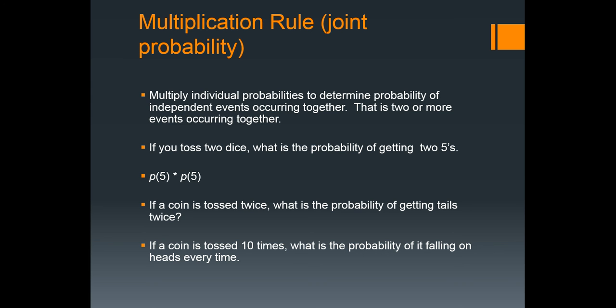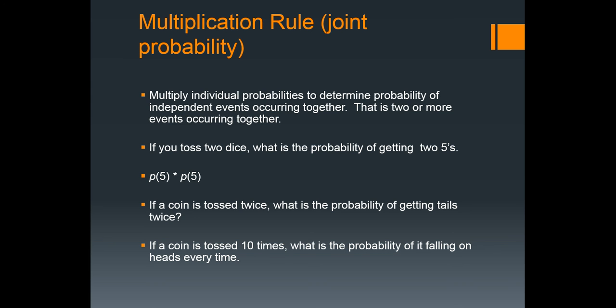If a coin is tossed twice, what is the probability of getting tails twice? We can use the multiplication rule to take 0.5 times 0.5, or 0.5 squared, and find that it's 0.25. So about 1/4 of the time, if you toss a coin twice, you will get the same outcome. What about if a coin is tossed 10 times? If a coin is tossed 10 times, what's the probability of it falling on heads every single time you toss it?